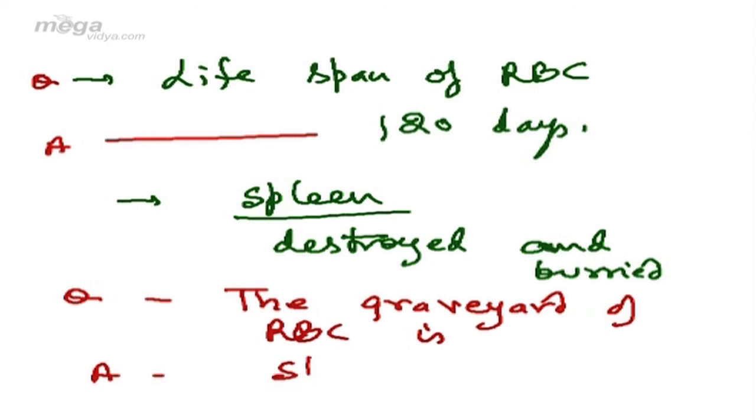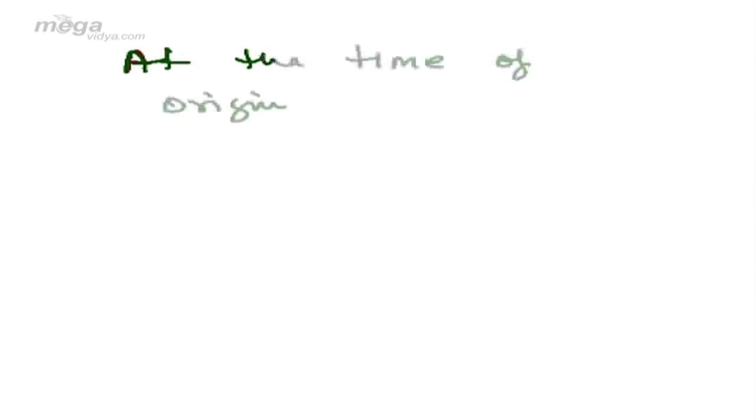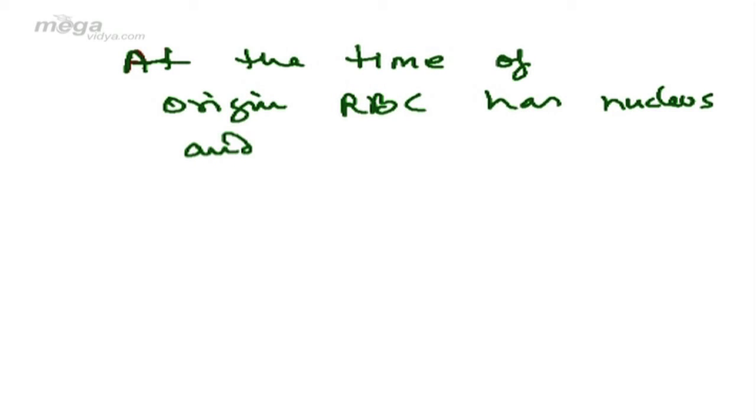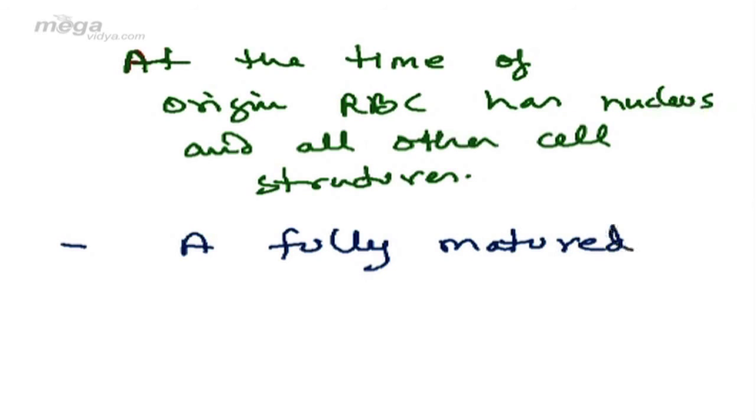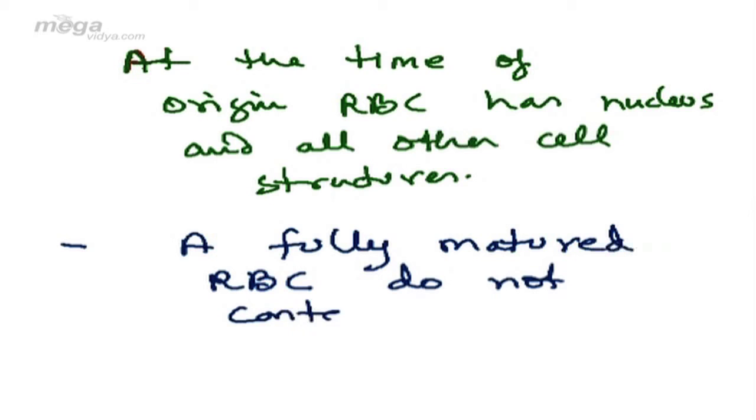At the time of origin, RBCs contain a nucleus and all other cell organelles, cell structures. But all these structures are lost during maturation. Therefore, a fully matured RBC does not contain a nucleus. So this is important. If you get a question, does an immature RBC contain a nucleus or not, the answer will be it contains a nucleus. But a fully matured RBC does not contain a nucleus and other cell organelles.